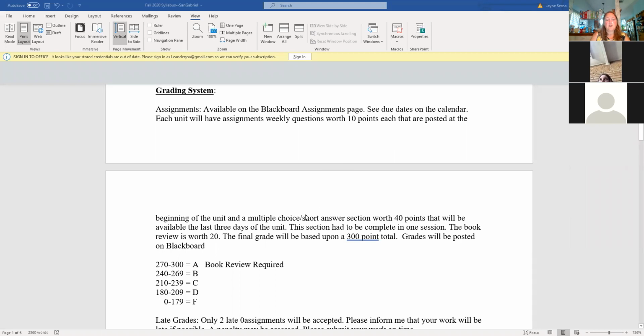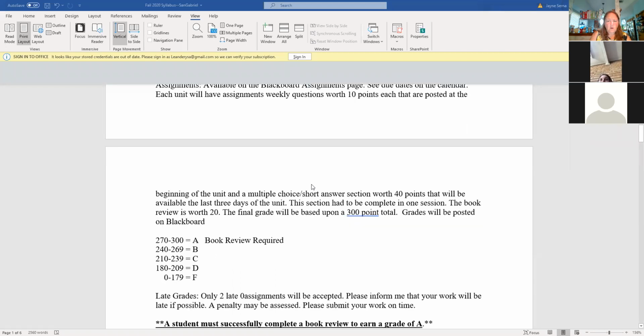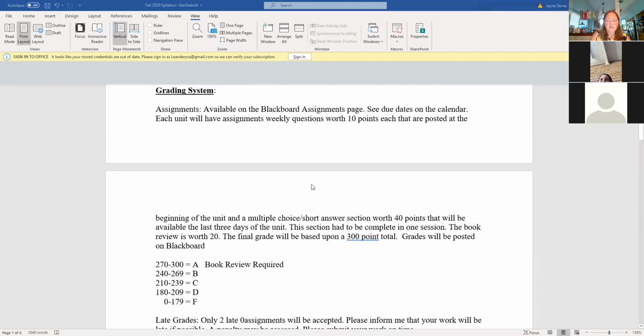Grading system. Each week you'll have an assignment that's worth 10 points. It's essentially one question over each chapter that we go over. I've organized the stuff by chapter, and it's really just to keep stuff organized. It's not for any reason other than that, just to help us keep track and to make it a little easier, hopefully.